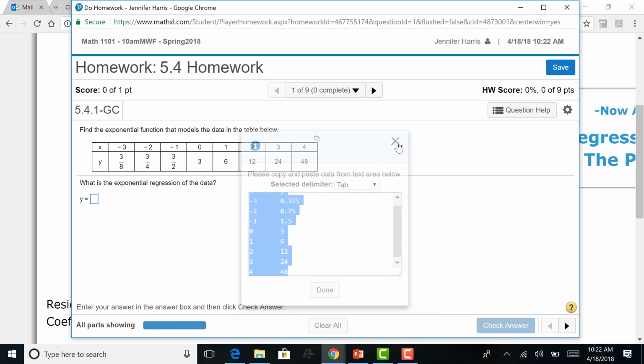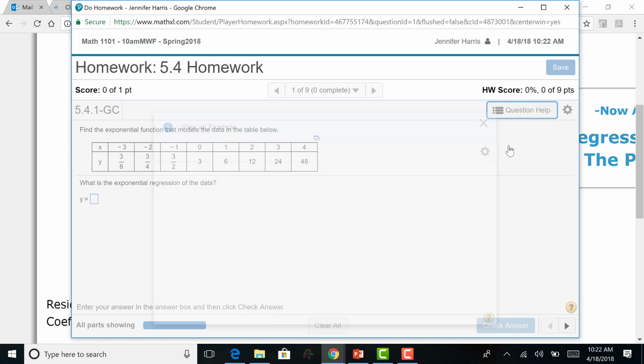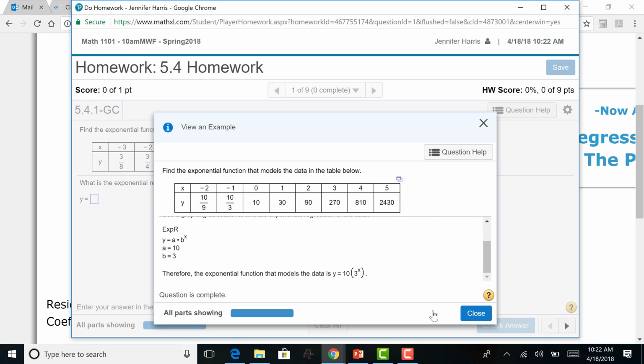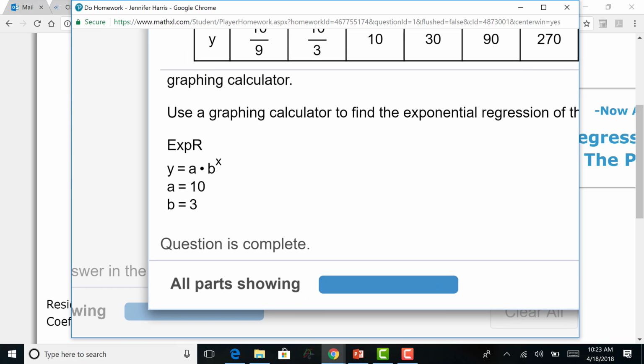Alrighty, let me close this window. Alrighty, I'm going to look at the example just to see if they want me to round to a certain place. Alright, let's see what they got. Therefore the exponential. So notice for this one, here's the example, see what they have here? When you put it in, they want to see what A is, and what B is. Here, A was 10 and B was 3 when you put it into the graphing tool that they put it into. And so they wanted to write the final answer.